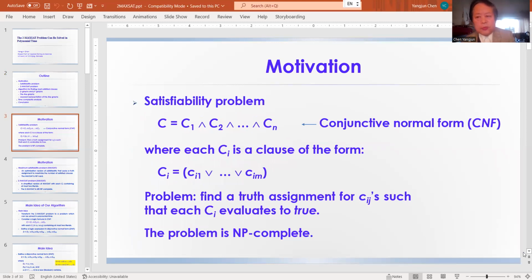Here is the motivation of this work. For this, I show you what is the satisfiability problem. For this problem, we are given a logical formula in the conjunctive normal form like this, where each Ci is a clause which contains a set of letters as shown here. The problem is to find a truth assignment for each variable such that each Ci evaluates to true. This problem is NP-complete.